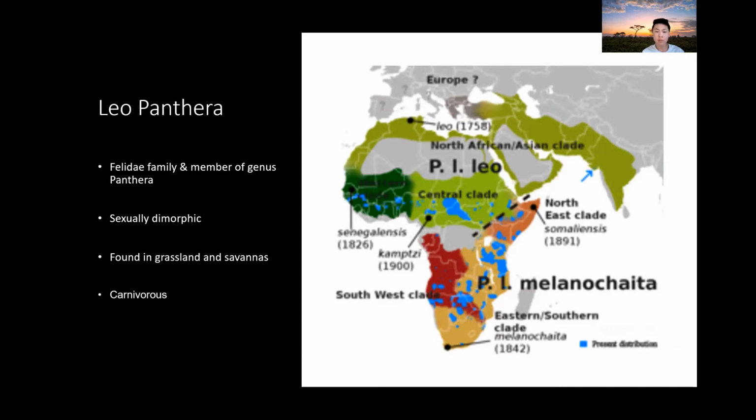It is sexually dimorphic, meaning that male lions and female lions look and behave differently, and is found in grasslands and savannas. Most lions are found in Africa. And the lion is a carnivore, meaning that they feed on other animals.